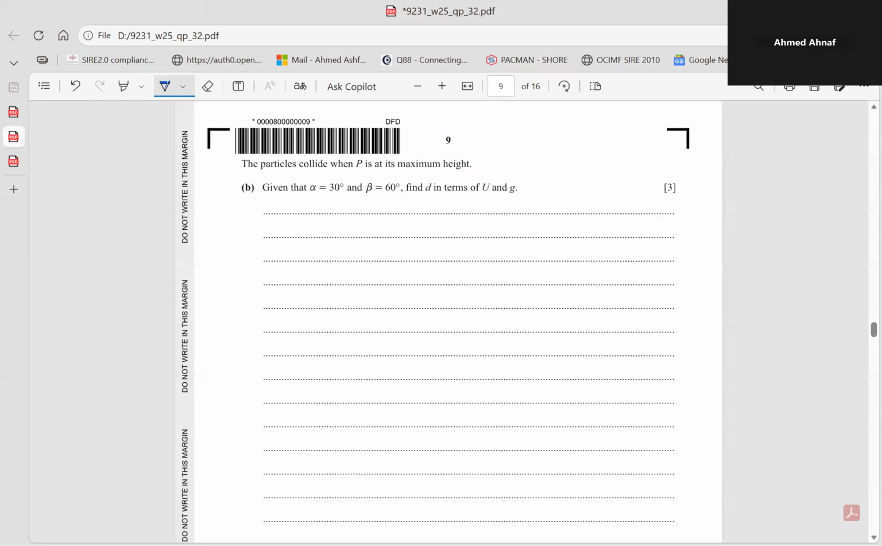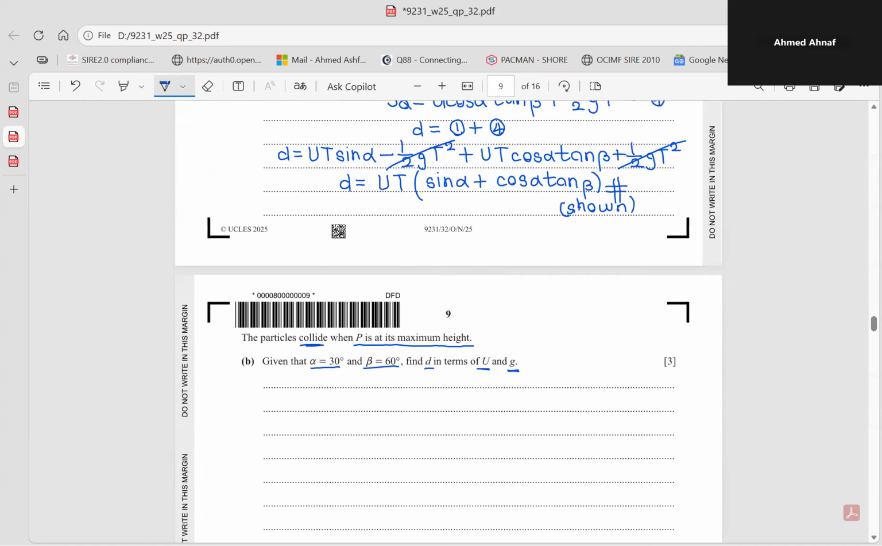Okay, so now in the second part, we are told that the particles collide when P is at maximum height. Okay, so yeah, now we are told that given that alpha is 30 degrees and beta is 60 degrees, we need to find D in terms of U and g.